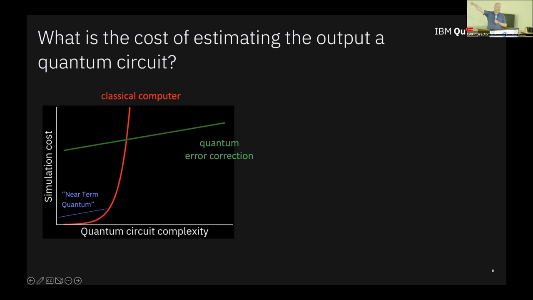This line only goes so far to the right now, left now, that there's a point where the qubits just aren't good enough anymore. And does that blue line intercept the red line? I don't think anyone really knows at this point.